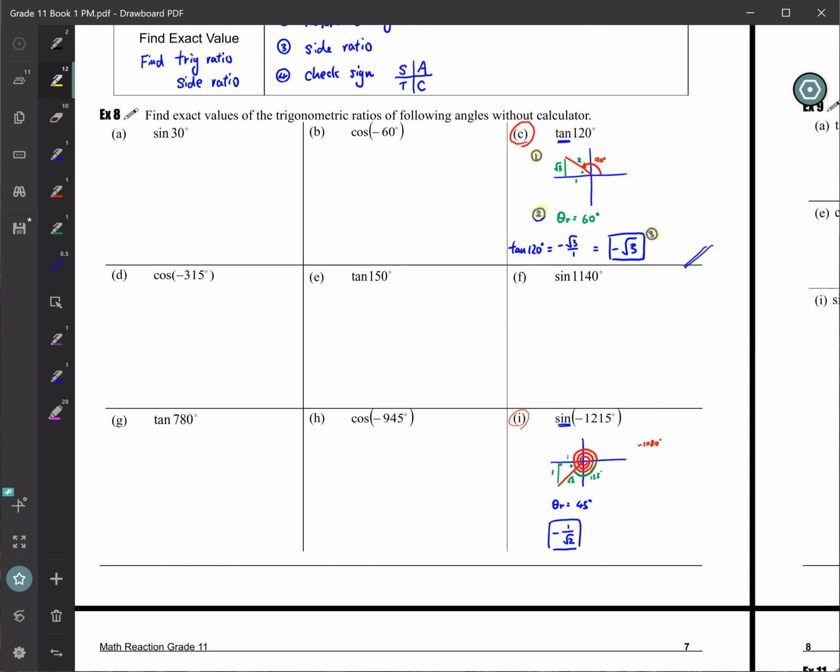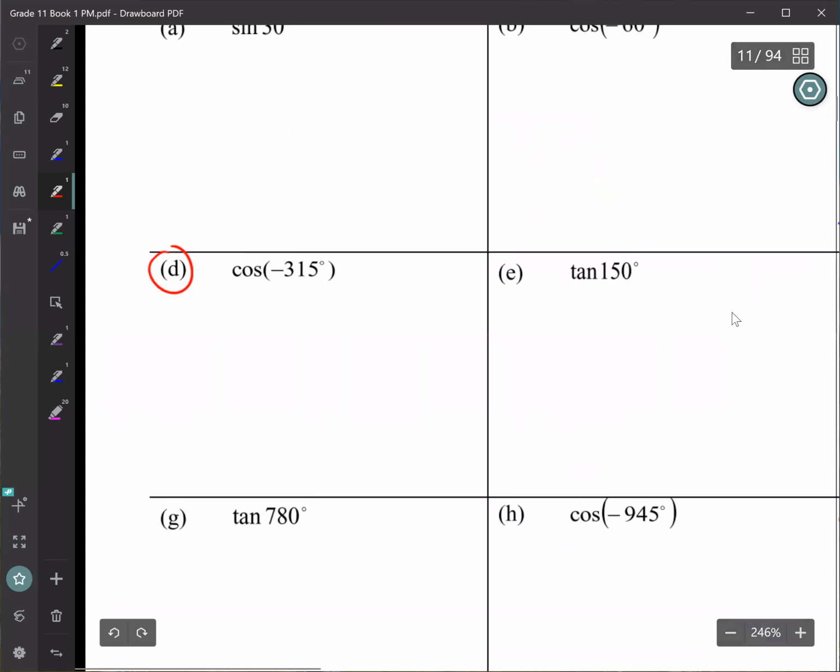So pick another one. Jiawen, how about you pick one more? Jiawen, which one do you want to do? D. D, okay, cosine, sure. Now we have an example for sine, cosine, and tangent. Good pick. All right, so everyone please draw this out.